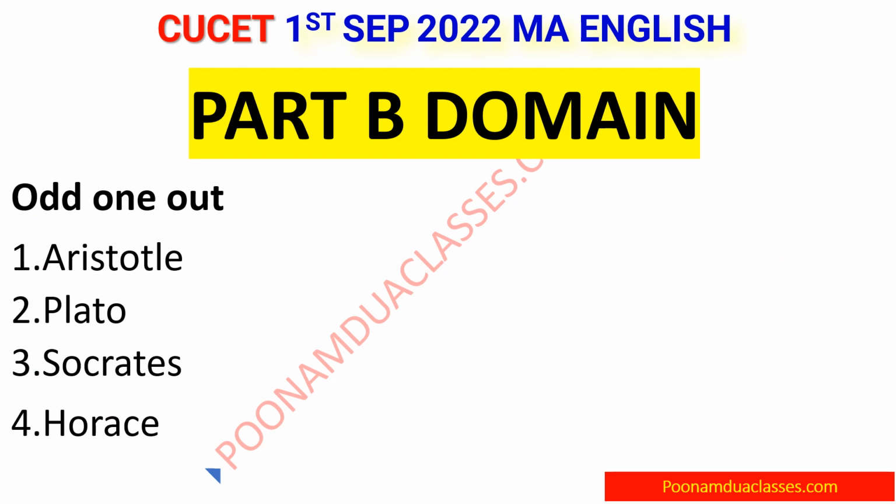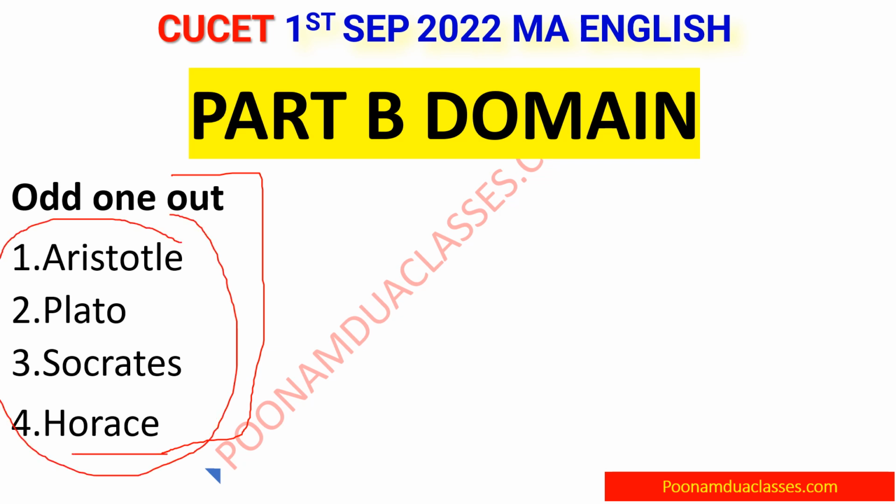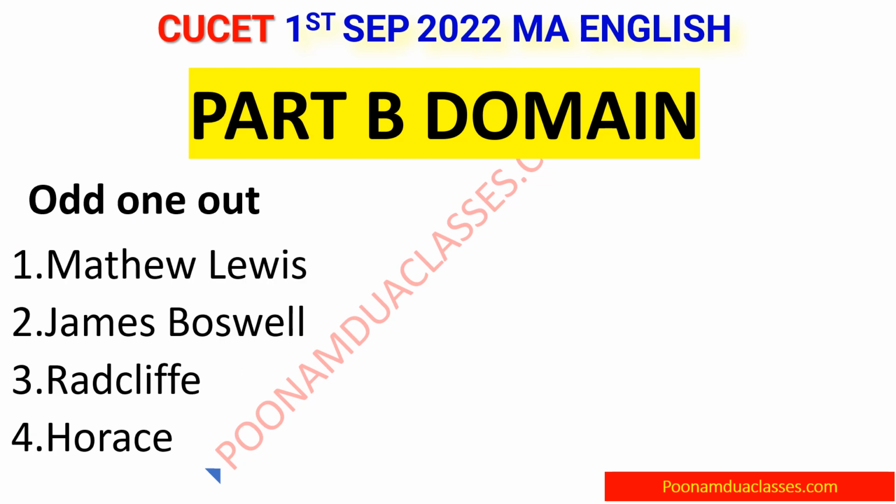कुछ odd one out questions भी थे. Few writers were given: Aristotle, Plato, Socrates, and Horace, and we were supposed to find out the odd one. Again, odd one out: Matthew Lewis, James Boswell, Radcliffe, and Horace.